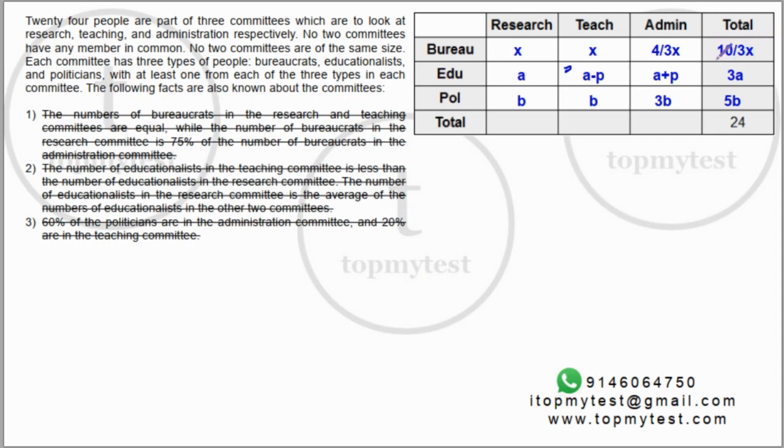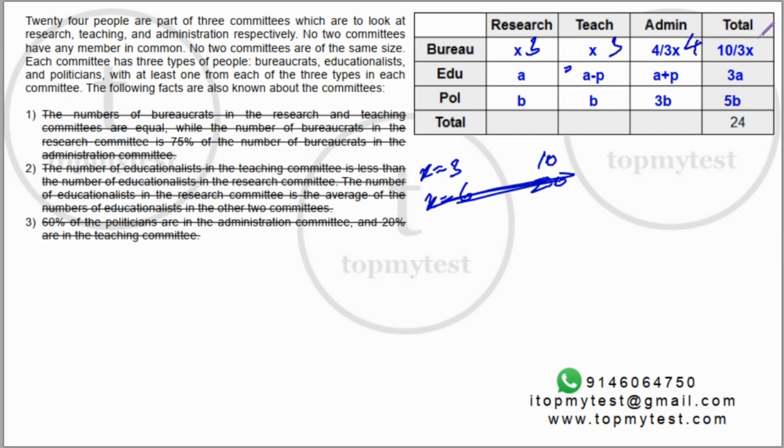So x has to be a multiple of 3. If I put x is equal to 3, total will be 10. If I put x is equal to 6, total will be 20. I cannot put x is equal to 9 because then the total will become 30. That will not be possible. Now if I put 6 here, total is 20. This will have at least 5 members. 20 plus 5 is 25, that is already out. So this is gone. So the only way out is if x is equal to 3.